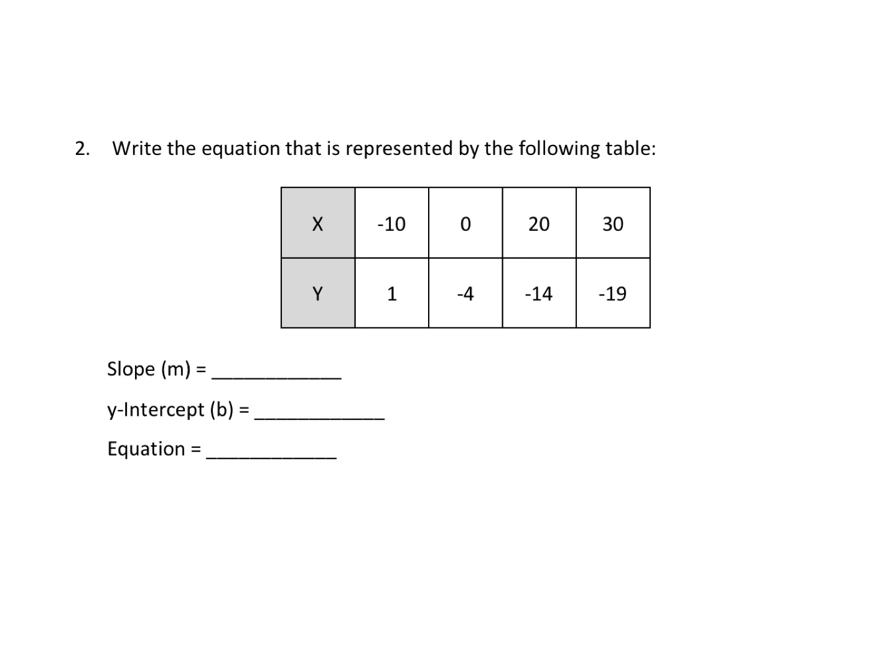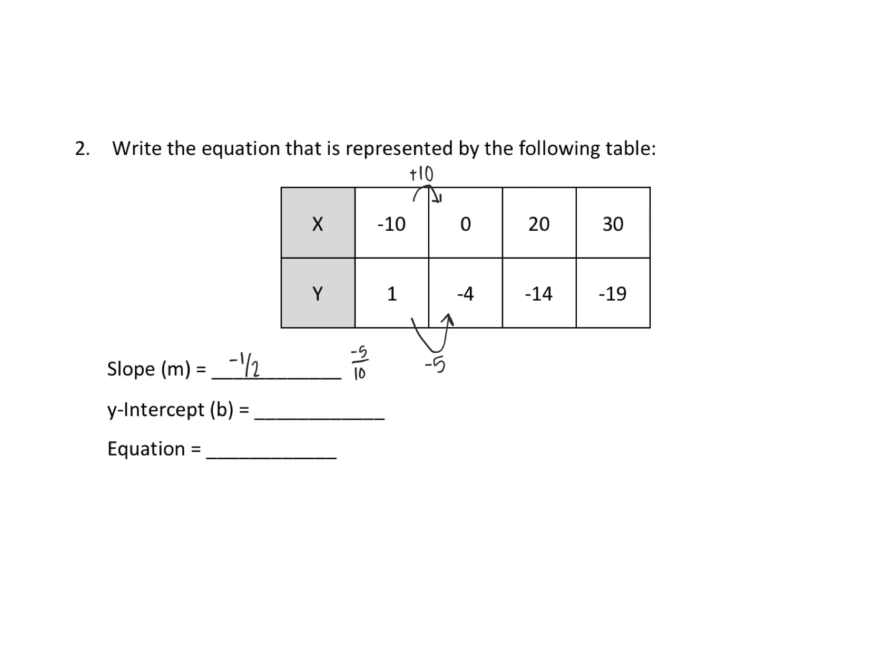Question 2, we're given a table again, and we're writing the equation of the line represented by the table. To find our slope, we do change in y over change in x. So to get from 1 to -4, I'm subtracting 5, and my change in x, I'm adding 10. So when I do change in y over change in x, I end up with -1/2 as my most simplified form.